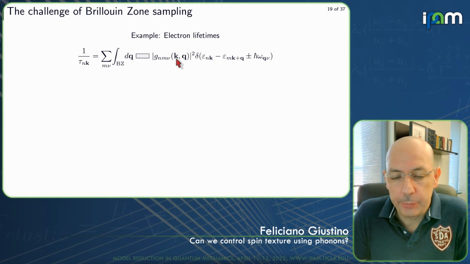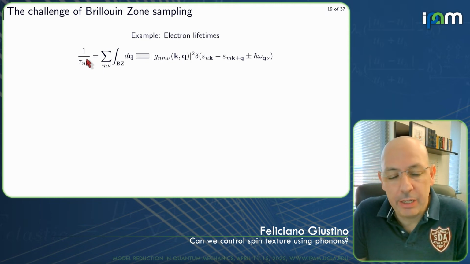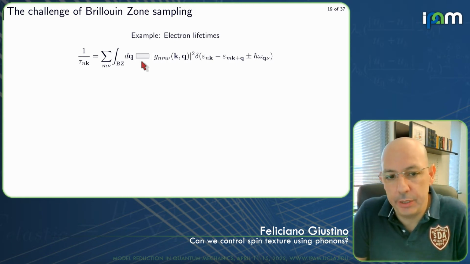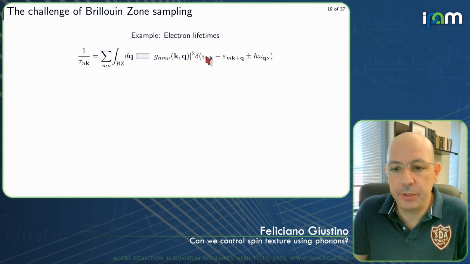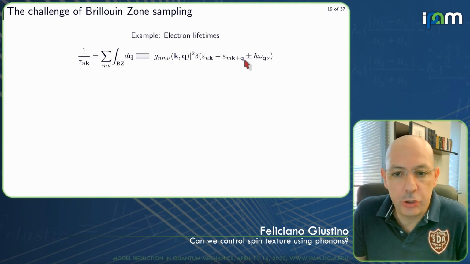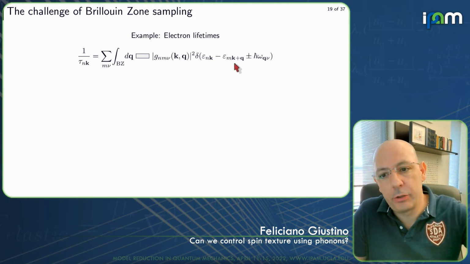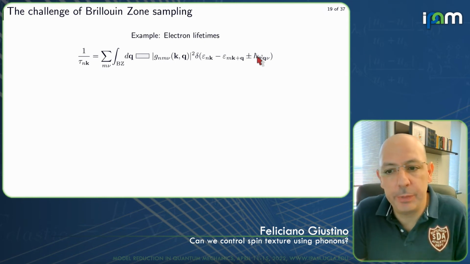To explain this point in a pictorial way, I want to use an example, that of electron lifetimes. Let's assume I want to calculate the lifetime of an electron at a given Bloch wave vector. Without thinking about any complicated formalism, let's say this is just a Fermi golden rule, where we have a transition probability, the matrix element squared, times a Dirac delta function that takes care of energy conservation between the initial state and the final state, which corresponds to the electron going to another, let's say, Kohn-Sham state, plus or minus a phonon energy, after a phonon has been emitted or absorbed.